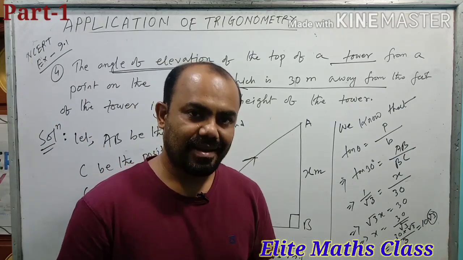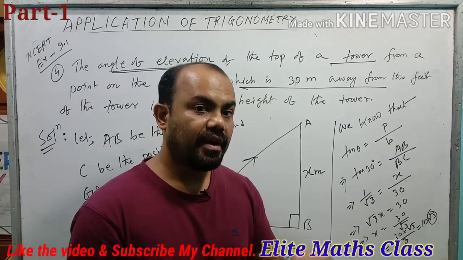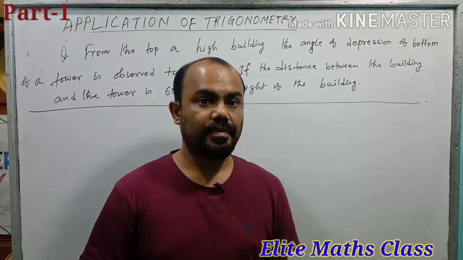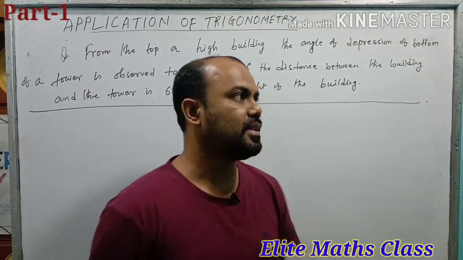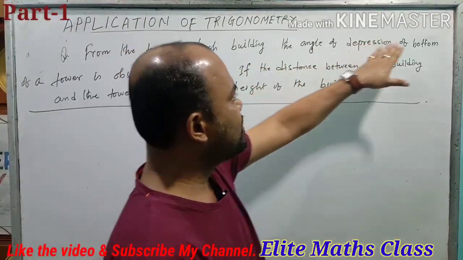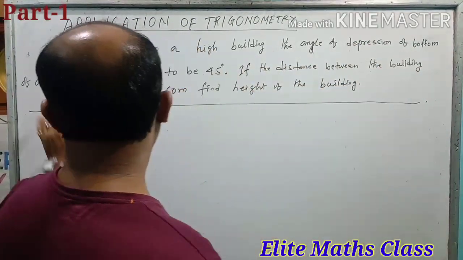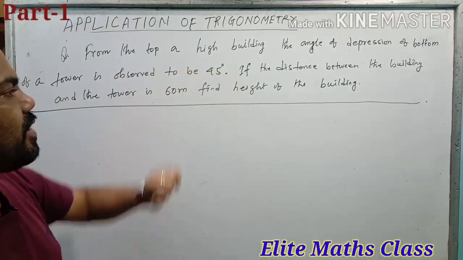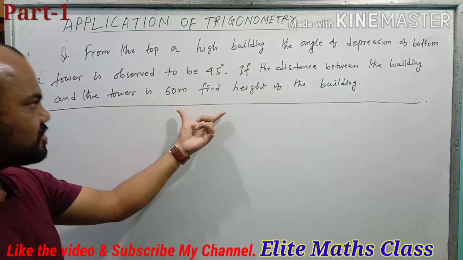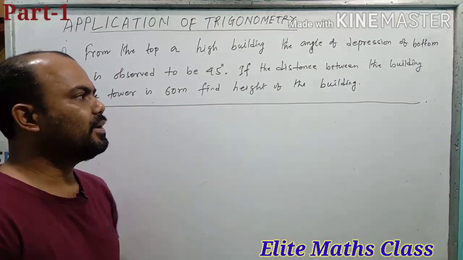Now let us see another example involving angle of depression. Okay, now see this question. This question is involving angle of depression. First see the question. From the top of a high building, the angle of depression of bottom of a tower is observed to be 45 degree. If the distance between the building and the tower is 60 meter, find the height of the building.